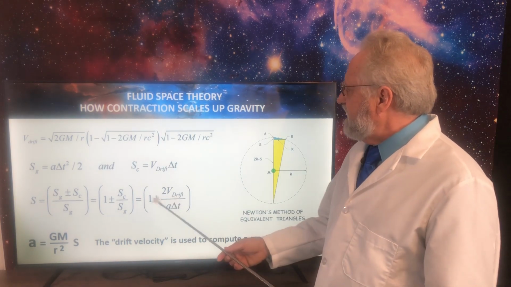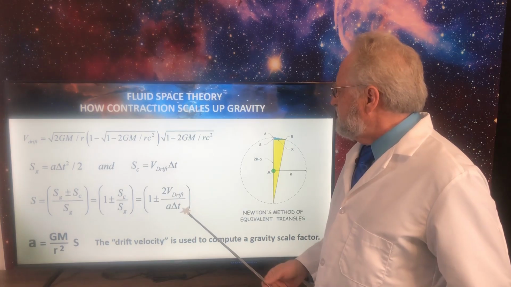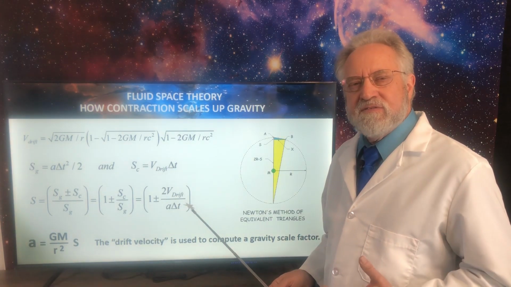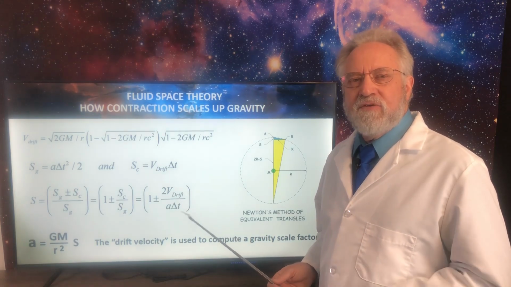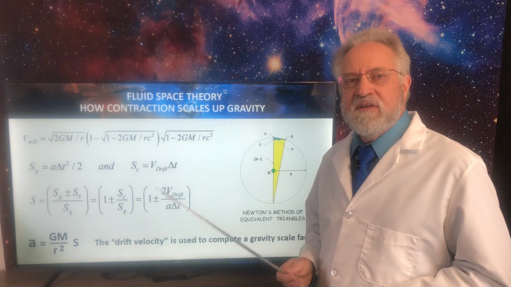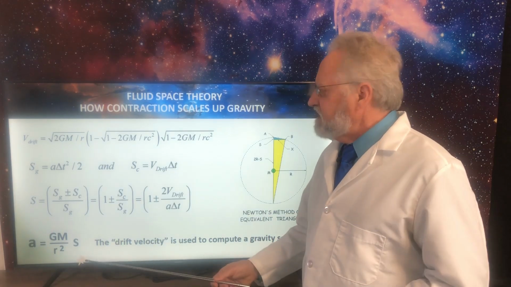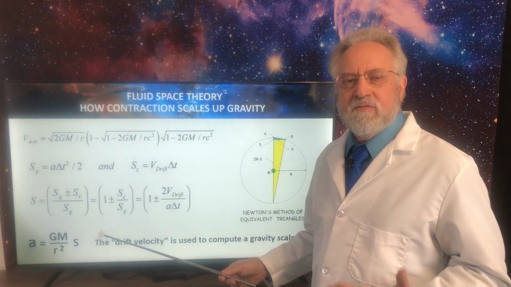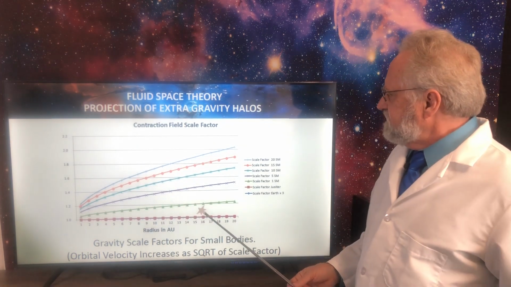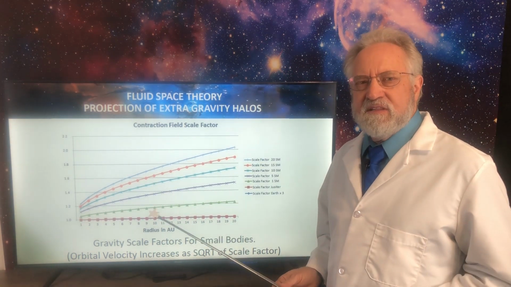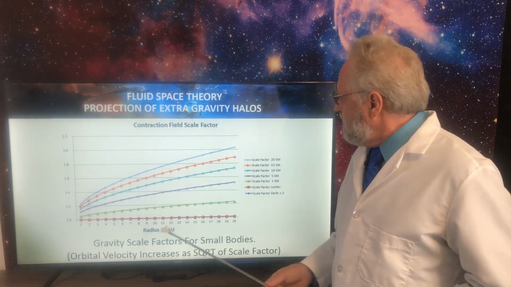Now I have plus or minus in the equation because fluid space theory also includes an expansion field, which would give you the minus case. But today we're only looking at the contraction field, the positive case, and the scale factor remains equal to 1 or greater. So when you plot the scale factors, an interesting thing becomes apparent.